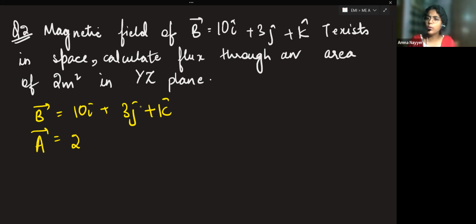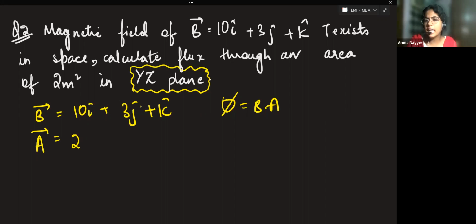Now, no unit vector is given, so without the help of a unit vector, how will we solve this? We know phi is equal to B dot A, but even for taking the dot product of two Cartesian vectors, we have to have a unit vector here as well. So the unit vector is not directly given, but it is indirectly mentioned: YZ plane. So if the sheet is in the YZ plane, can anyone tell me where the area vector will point?